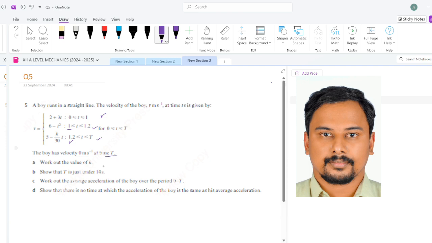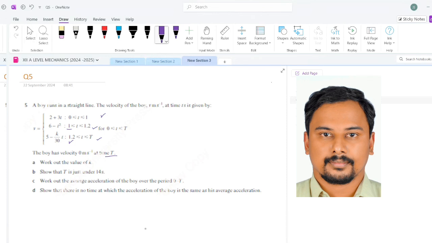A boy runs in a straight line. The velocity of the boy is v meters per second at time t, given by three equations in terms of time and velocity. Work out the value of k. That k value we have to find.